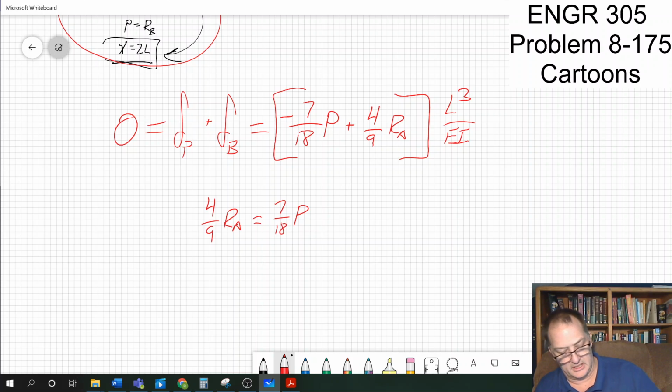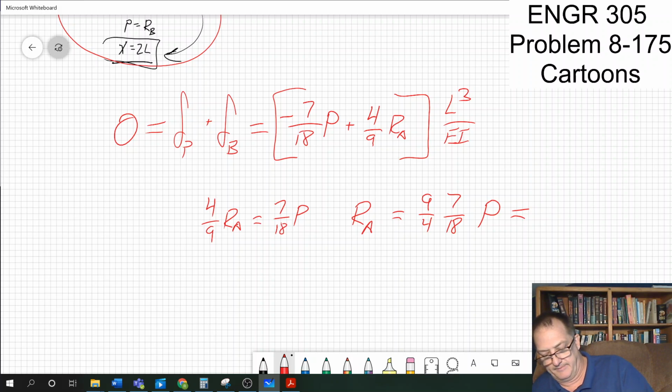Let's multiply both sides by 9/4. RA is equal to 9/4 times 7/18 P, which is equal to 7/8 P. RA is equal to 7/8 P.